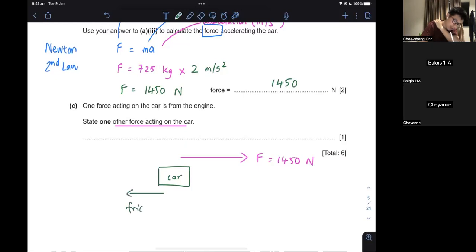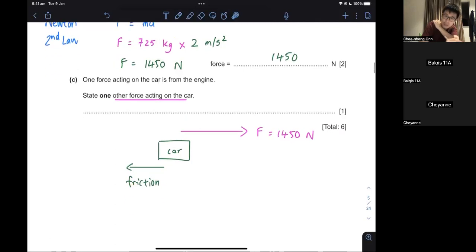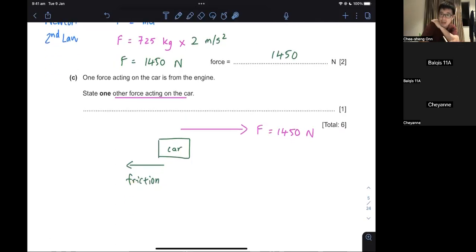So we are not living in an ideal world. We do have friction going this way. There is another force acting on the car. So do you know what it is, Cheyenne? There's supposed to be another force acting on the car. Any idea, Cheyenne?